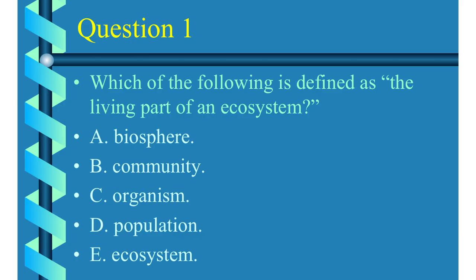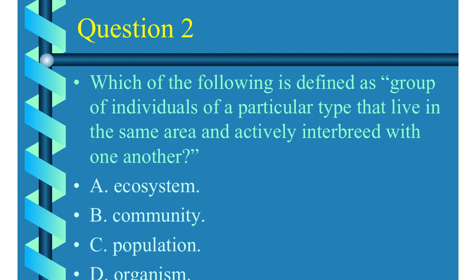Okay, so which is defined as the biotic part of an ecosystem. We just talked about this, the community. And a population is a group of individuals of a particular type, a species, that lives in the same area. Okay, that's the population.